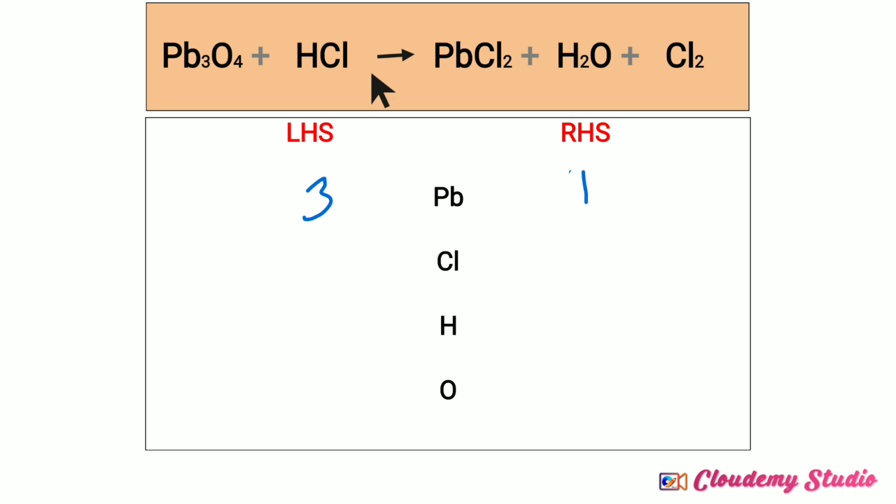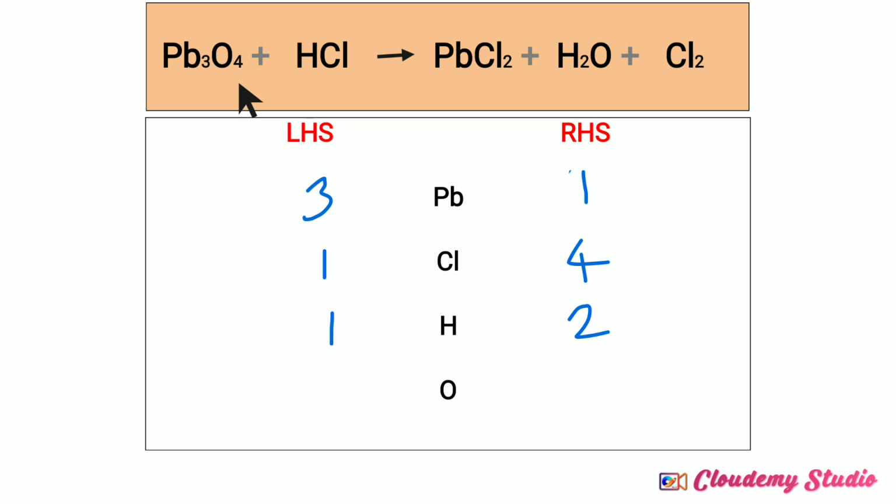The next one, chlorine: on the left hand side 1 time, but on the right hand side 2 times here and another 2 times here, so a total of 4 times. Hydrogen on the left hand side 1 time, but on the right hand side 2 times. That we can note down.